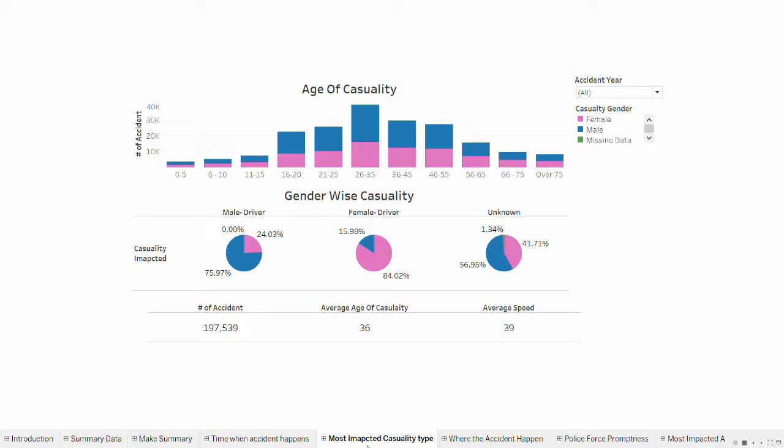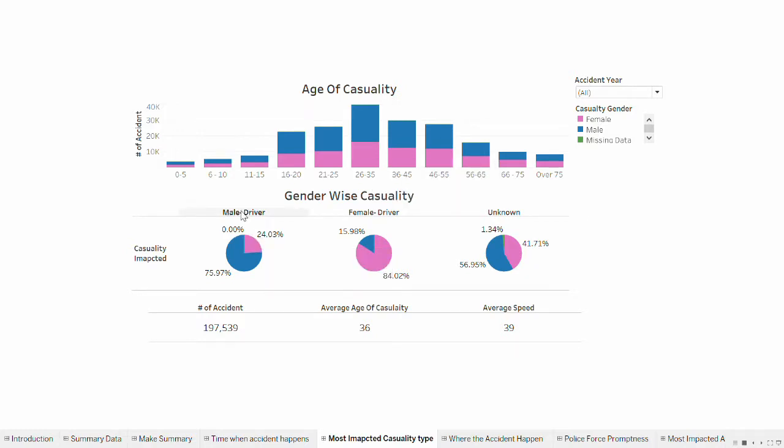Then we are trying to focus on the casualty based on the age and gender. So if you see, 26 to 35 years is the age band where the most number of people are impacted because of the accident. These are the number of males versus these are the number of females that are being impacted because of the accident.